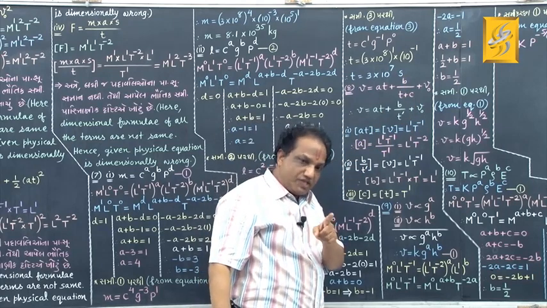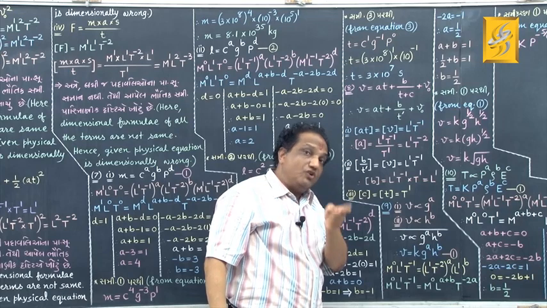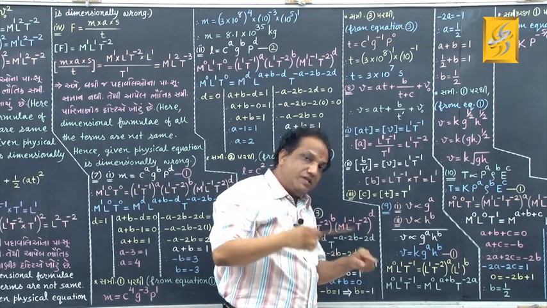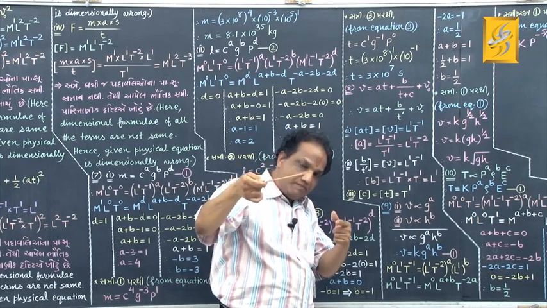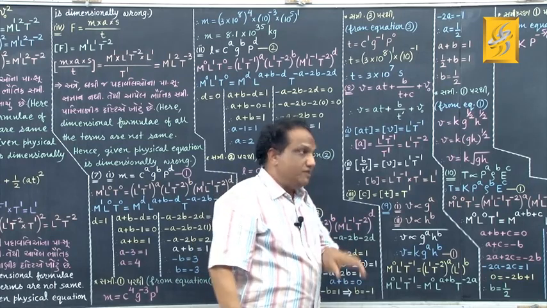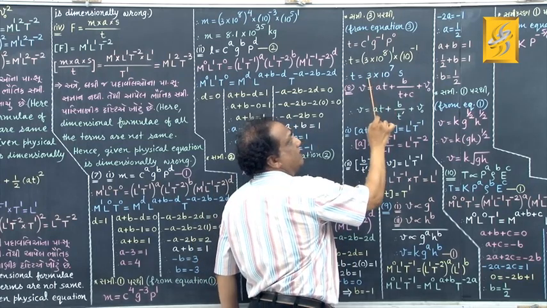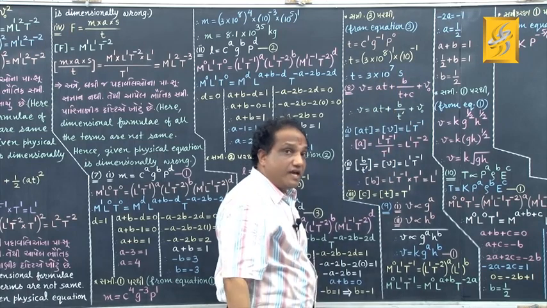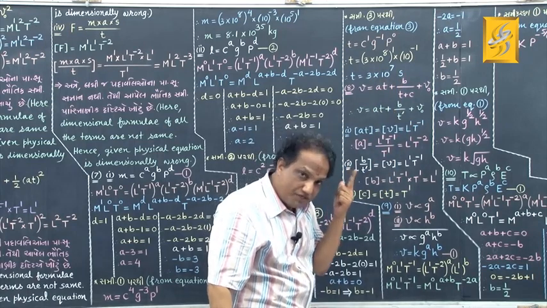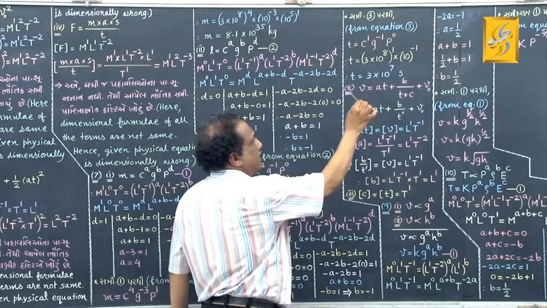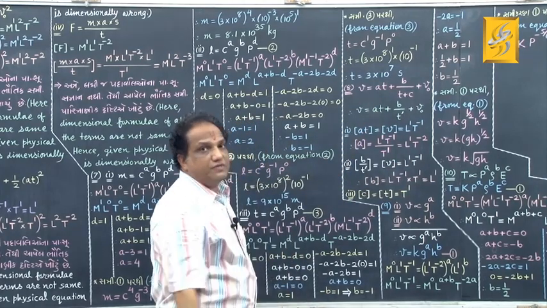In the SI unit system, 1 second is the unit of time. But in this example, in the newly chosen unit system, the unit of time would be this many seconds. 3 into 10 raised to 7 seconds will be taken as 1 unit of time. Got it? Fine. Can you read now the statement of number 8?